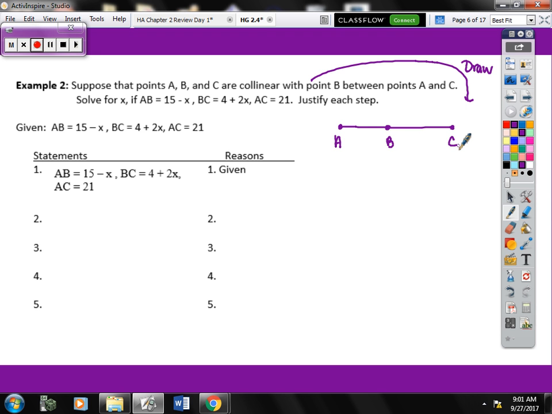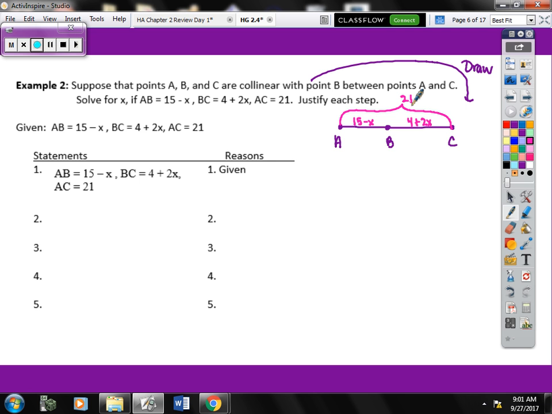Then they give us some information. Segment AB is 15 minus x. Segment BC is 4 plus 2x. And segment AC is 21. So this should look really familiar to chapter 1, right? It is. It's the same problem we did. But before I just said solve for x. Now I'm going to tell you to solve for x and justify each step. Okay, so this is adding in the reasoning through geometry and algebra part.